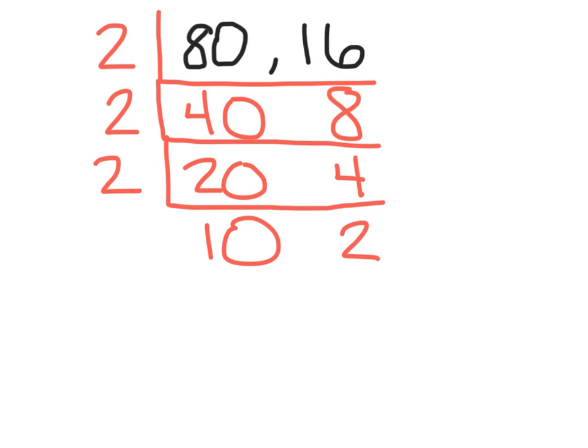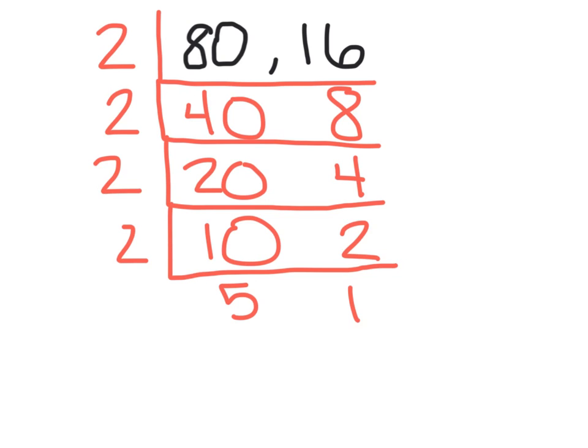And again, we have 2 more even numbers, so we're going to divide by 2 one more time. Build another layer of our cake. Put a 2 on the outside. 10 divided by 2 is 5. 2 divided by 2 is 1. 5 and 1, there's no other prime number I can divide both of them by, so I'm finished.